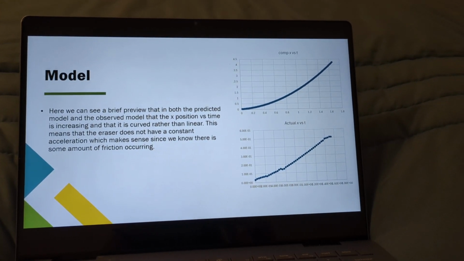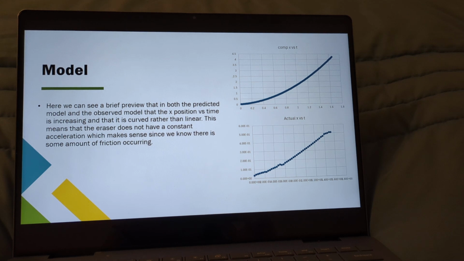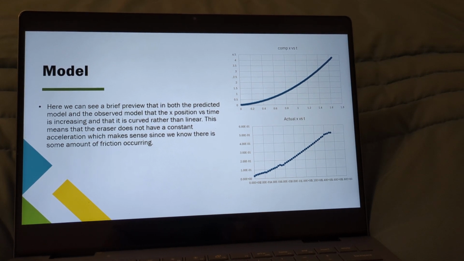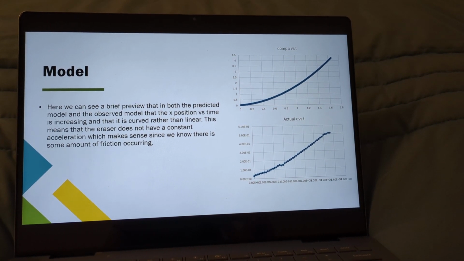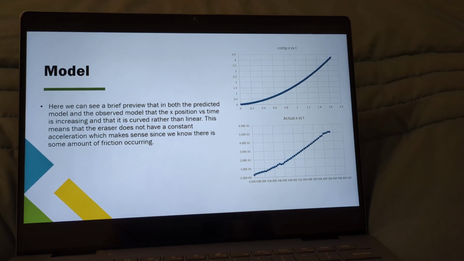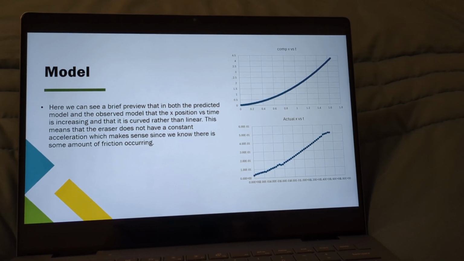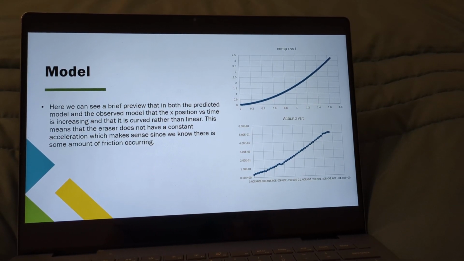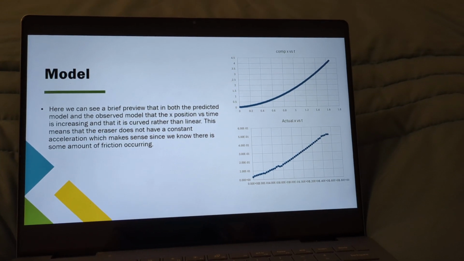Model. Here we can see a brief preview that in both the predicted model and the observed model, the x position versus time is increasing and curved rather than linear. This means that the eraser does not have a consistent acceleration, which makes sense since we know there is some amount of friction occurring.